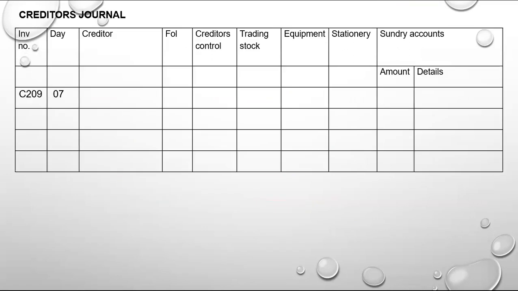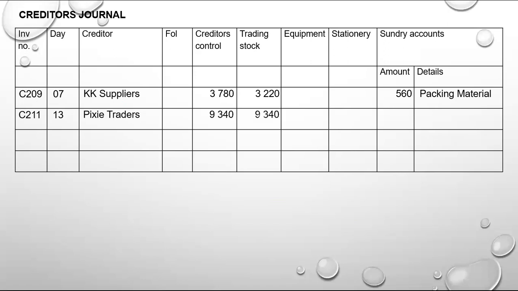So what are we going to have here? We're going to have C211. The day was the 13th. It's from Pixie Traders. Isn't this a production, movie production or production, whatever? Yeah, I think so. Pixie, especially for cartoons. And then it shows that study lamp. Yeah, I think so. All right. Creditors control will be 9,340, and under trading stock, you will have 9,340. Okay.